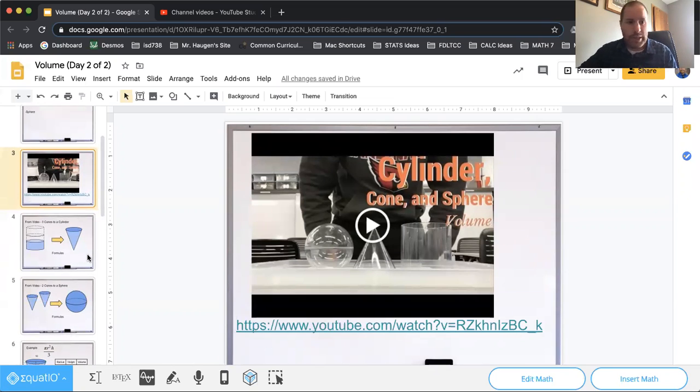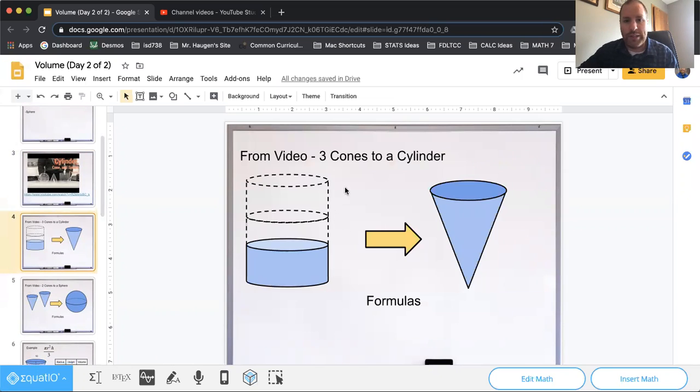If you watch through that video, what he shows is that you can actually take three cones and fit them into a cylinder of the same size. The circle would be the same size, and the height would be the same. The only difference is that the cone comes together as a point. So you could actually fit three of those. Now, here's where the piece comes.